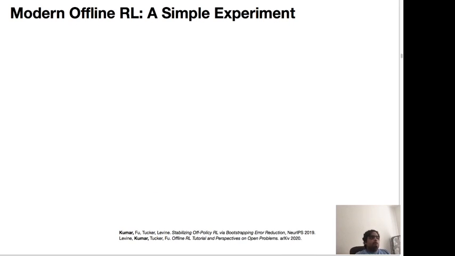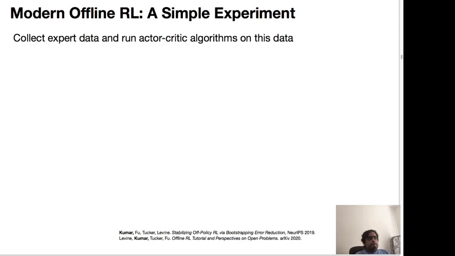Okay, so now what we'll do is we'll shift into the modern deep reinforcement learning setting, where we would try to see what really happens when you run deep RL methods in an offline RL scenario. What we'll do now specifically is collect expert data. We'll train one of those policies that you used for the imitation learning homework, and we'll collect a lot of data from that expert policy.